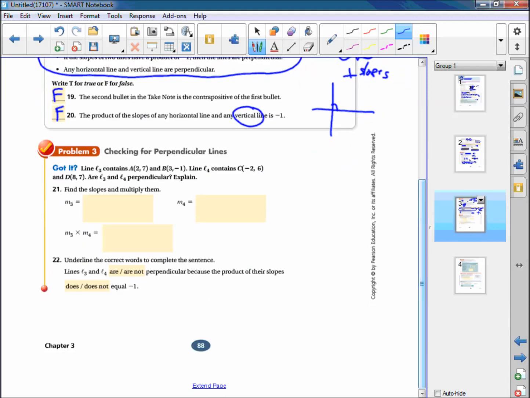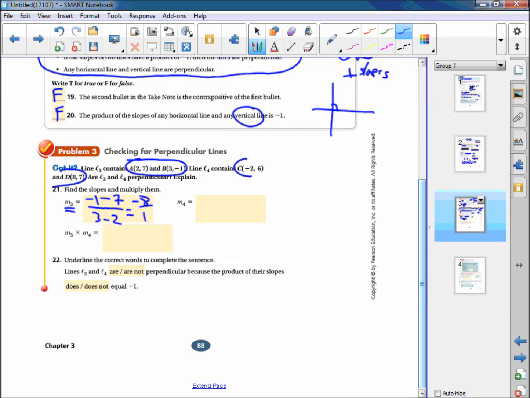All right. Problem number 3, checking for perpendicular lines. So this time we have L3 goes through these 2 points, and L4 goes through those 2 points. And we want to know if they're perpendicular. So the first thing we're going to do is find their slopes, and then we'll multiply them together to see if they make negative 1. So the slope for L3, or we're finding slope of line 3, is going to be negative 1 minus 7 over 3 minus 2.